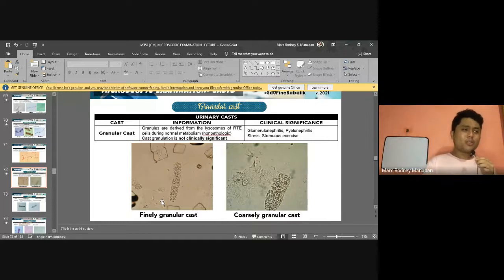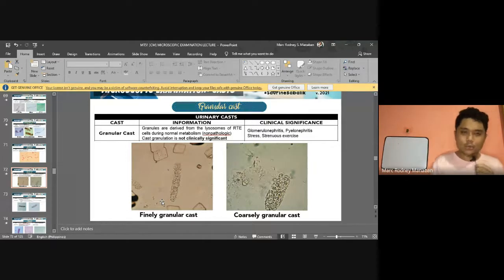It's also normal to see granular casts, especially finely granular casts. The granules are believed to be non-pathologic, produced by normal metabolism and lysosomal breakdown of RTE cells, so it's normal to see a few finely granular casts from time to time. For pathologic causes, there are glomerulonephritis and pyelonephritis, affecting the nephron. For physiologic causes, there are stress and strenuous exercise.